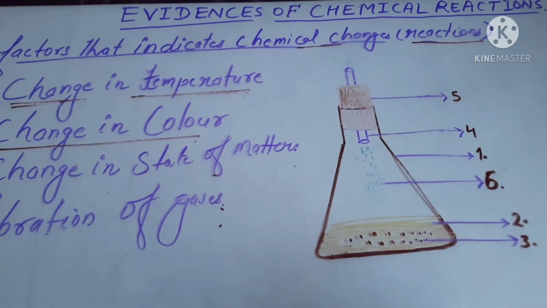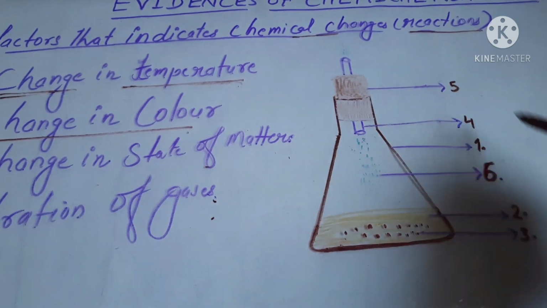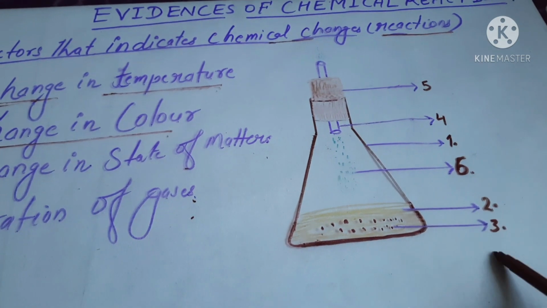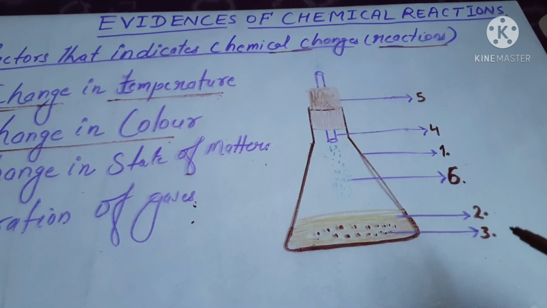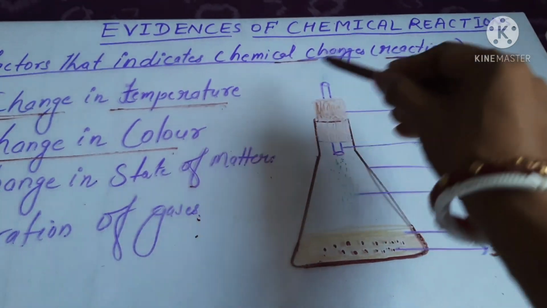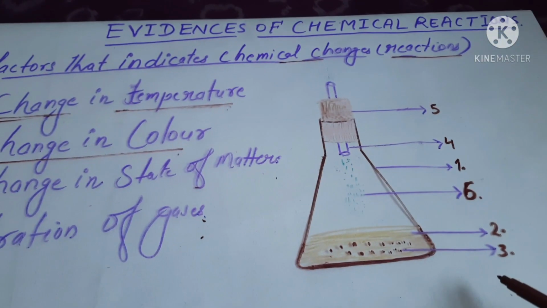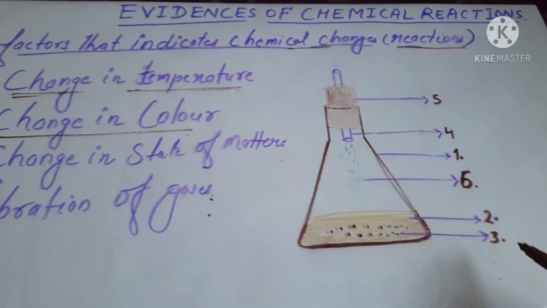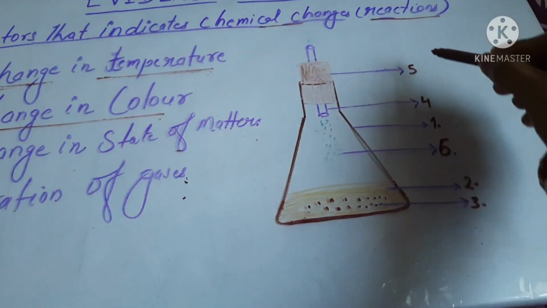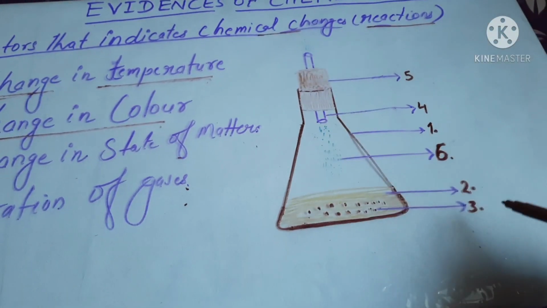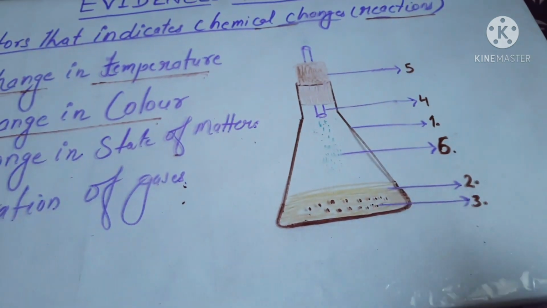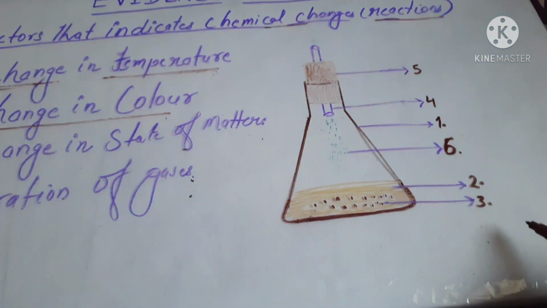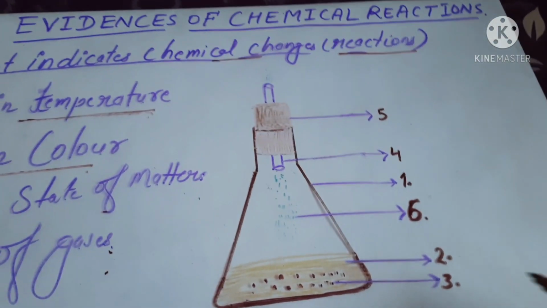Now you all have to keenly observe this experimental setup, because many questions related to it have been asked in your board examination. In the question, in place of the names of apparatus there will be numbers like 1, 2, 3, and so on, and you have to write the name of each apparatus. So let's see what the names of the apparatus are.